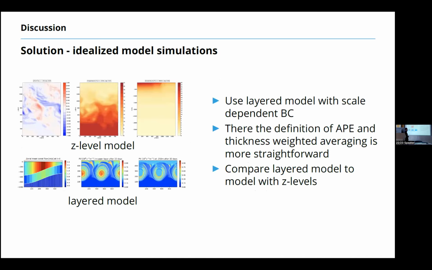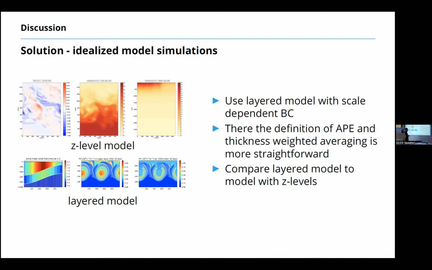To resolve these two problems concerning the available potential energy and the thickness-weighted averaging, we suggest using idealized model setups. Most importantly, layered models, where it's easier to define available potential energy and also easier to do the thickness-weighted averaging. The idea is then to find a setup for a layered model which features scale-dependent baroclinic conversion terms, so the sink of EKE at the largest scale. That's the important feature.